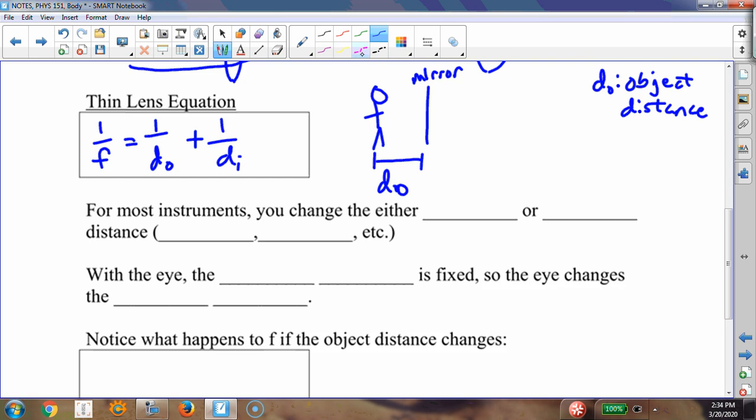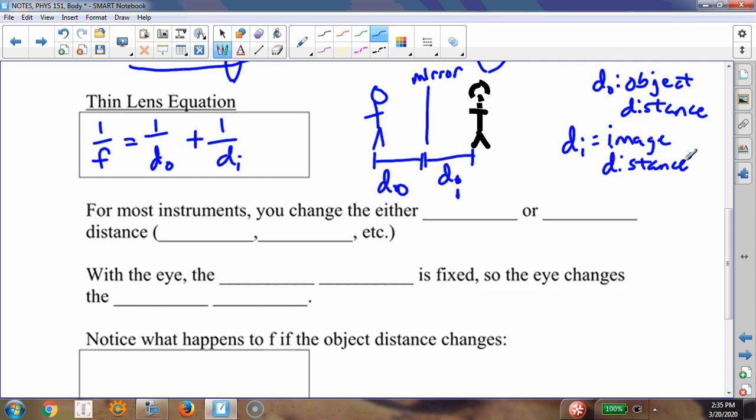And then here's the image of you, which is behind the mirror. I try to do it with a dashed line. But that distance is the image distance, di. So di is the image distance. Now for a flat mirror, the image distance is equal to the object distance. But that doesn't have to be true.